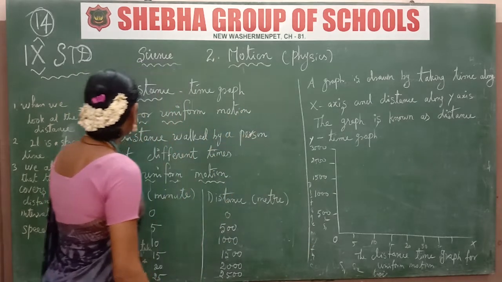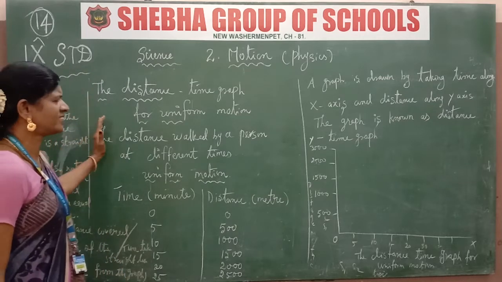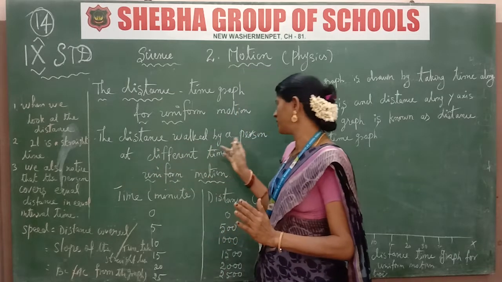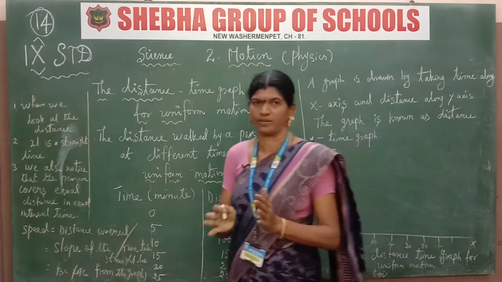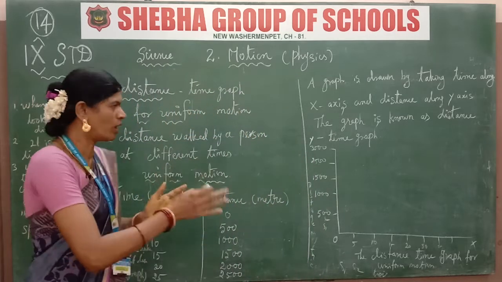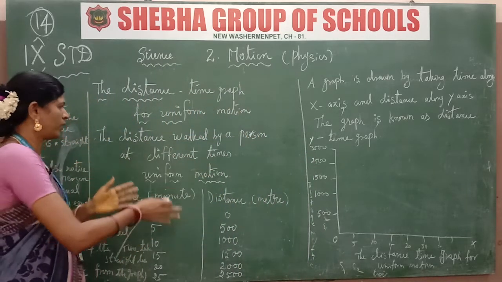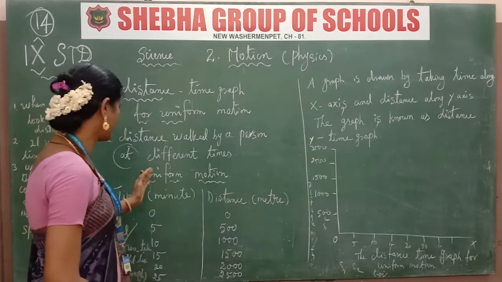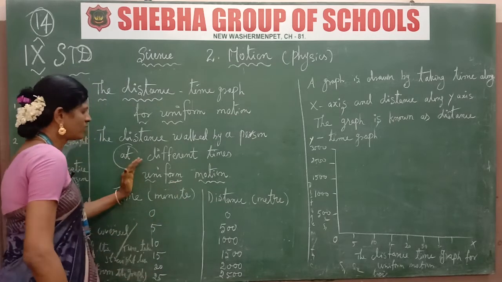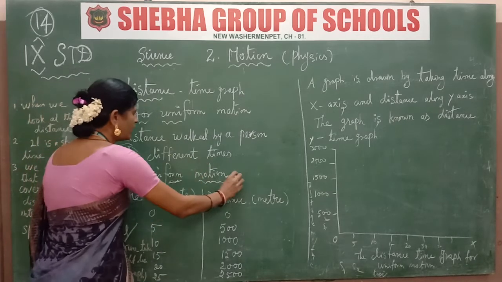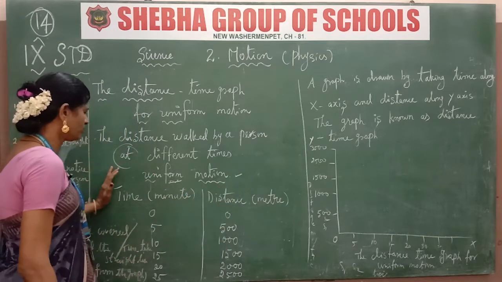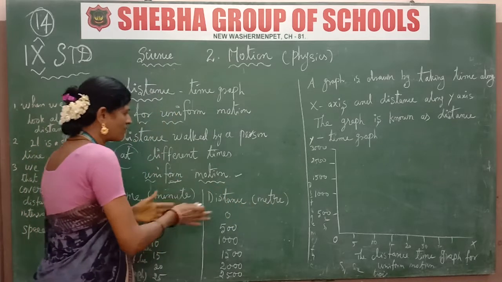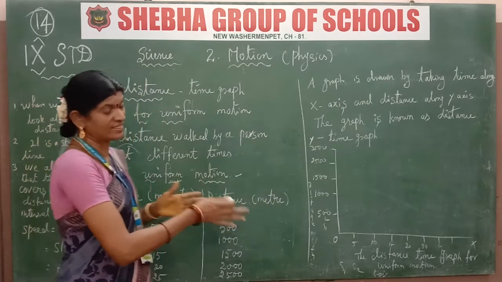It's clear. So first, the distance walked by a person at different times. One person walks a distance, but what is the variation? That is called the variation at different times. So for example, first of all, uniform motion. The time is in minutes, and the distance in meters. How far does the person travel?